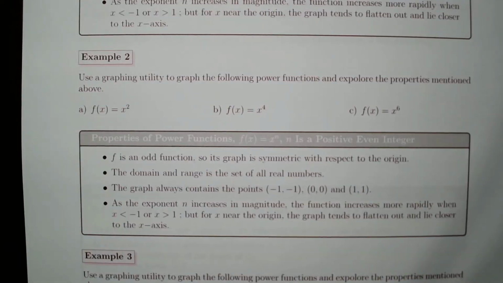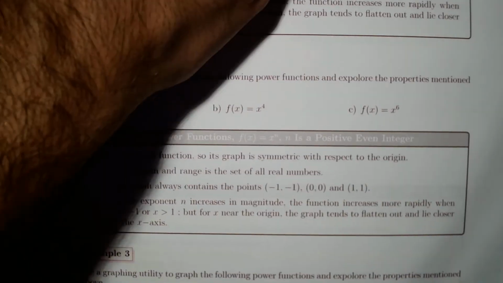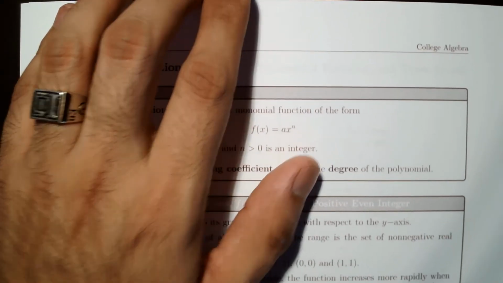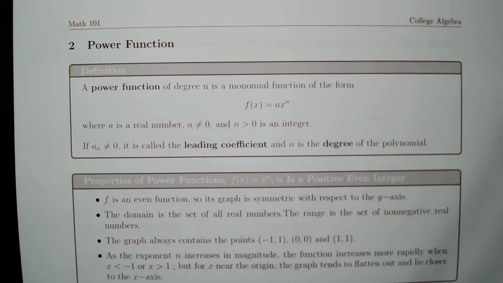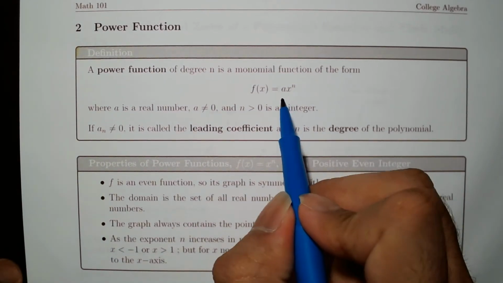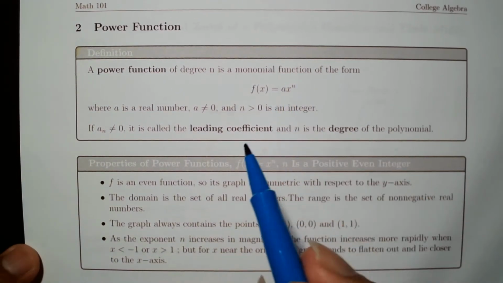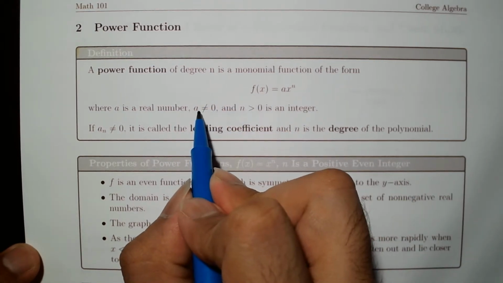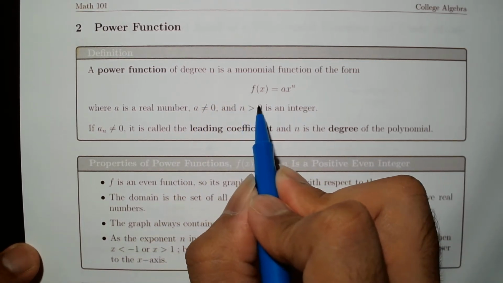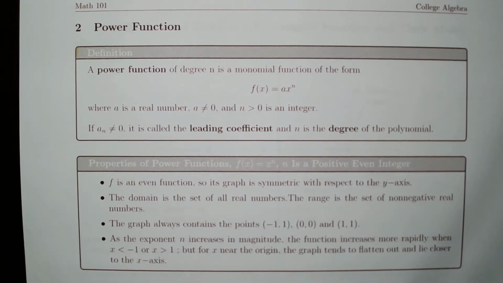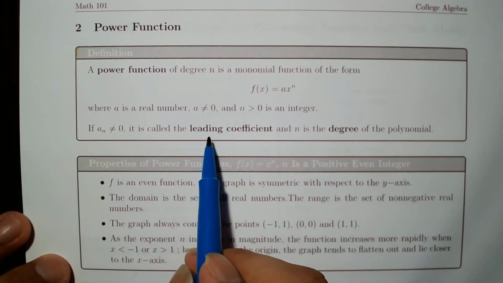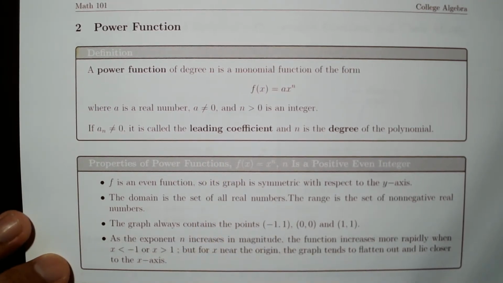So now let's look at power functions. A power function is a monomial function of the form f of x equals a x to the n. And again, same conditions: a cannot be 0, and n is an integer greater than 0. Again, a is the leading coefficient and n is the degree.